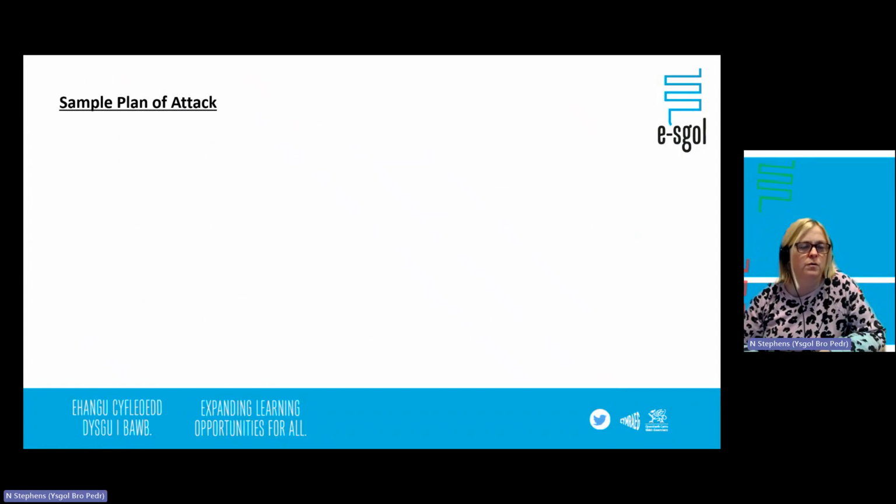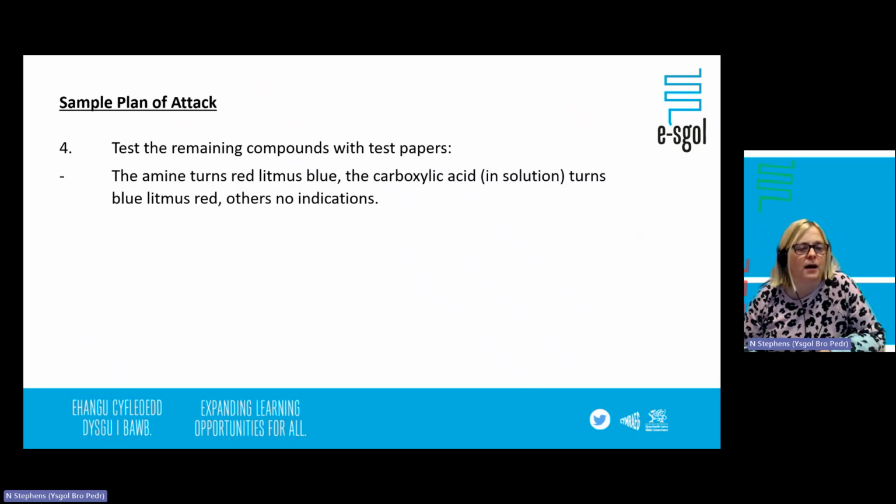We then move on to those that gave a negative test, of course, to the 2,4-DMBH. So we're down to 5. And the suggestion then is, let's try using their physical property of acidity or basicity. So let's test them with litmus paper. Of course, the carboxylic acid should give a red coloration to blue litmus paper, and the amine should give you a blue coloration to red litmus paper. Okay, the others should not give any indication of pH at all.